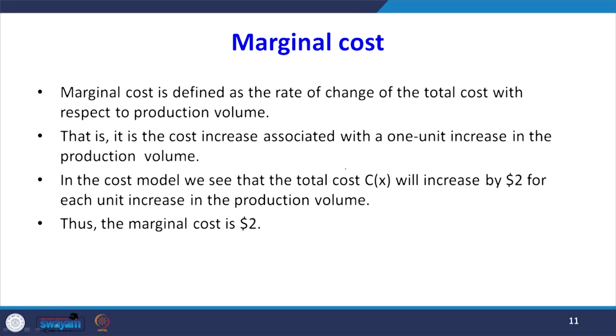Then another concept called marginal cost. Marginal cost is defined as the rate of change of total cost with respect to production volume. That is, it is the cost increase associated with a 1 unit increase in the production volume. In the cost model, we see that the total cost C of x will increase by $2 for each unit increase in the production volume. So, here the marginal cost is $2, that is how much cost is increased by each unit of production. That cost is called your marginal cost.